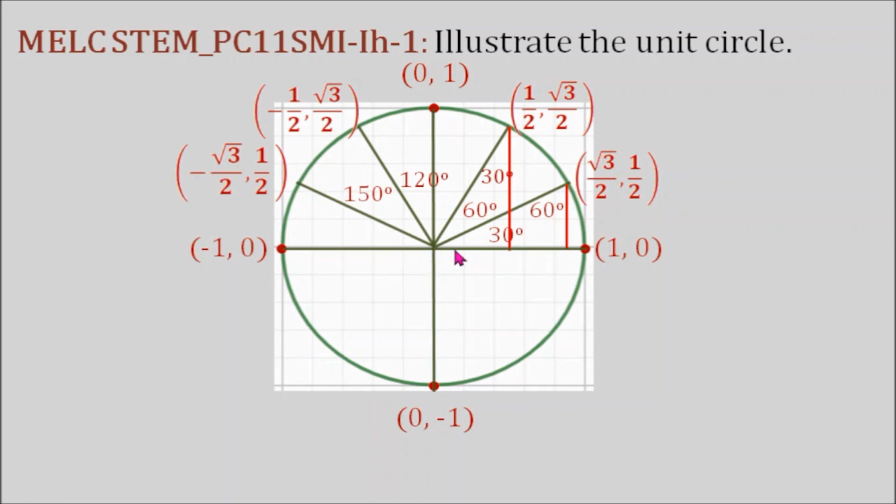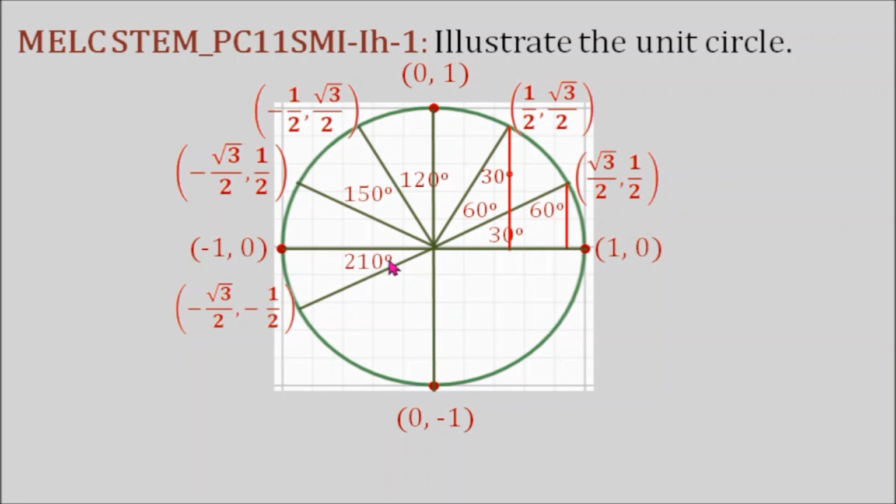Now if the angle measures 150 degrees, the coordinates of the terminal point are negative square root of 3 over 2 and 1/2. So just like these values again, the only difference is that the value of x is negative because it is on the left side of the y-axis.